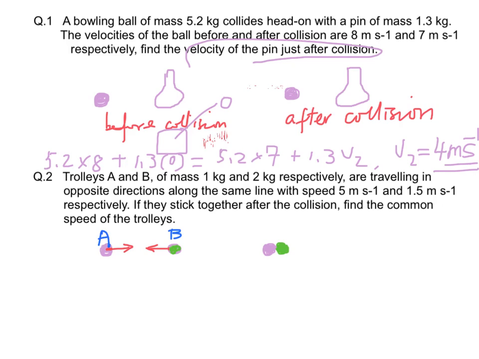Question number 2. Trolleys A and B of mass 1 kg and 2 kg respectively are traveling in opposite directions along the same line with speeds 5 meters per second and 1.5 meters per second respectively. If they stick together after the collision, find the common speed of the trolleys.